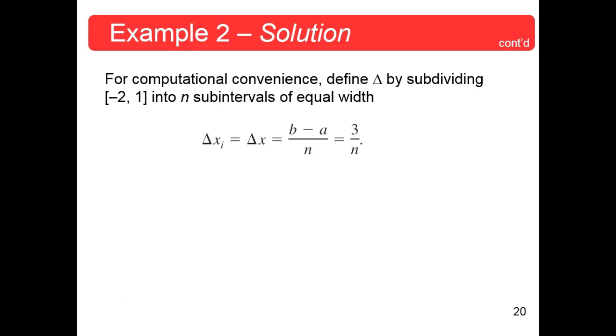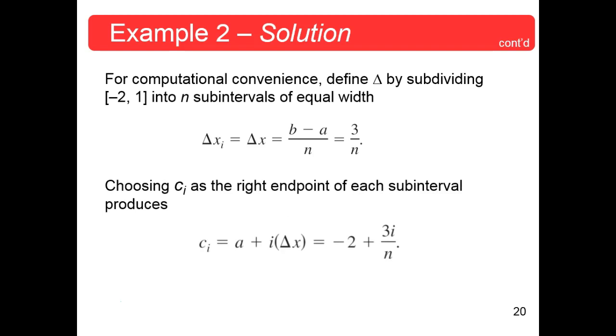Oh man, I thought we were through with these, but we're not. We're going to do this one this way. Choosing c sub i as the right endpoint. It doesn't really matter, but we'll choose that. That would be a plus i delta x, and your delta x is 3 over n. So that would be minus 2 plus i times 3 over n. There's your c sub i, your right-hand endpoint for every one of those subintervals.